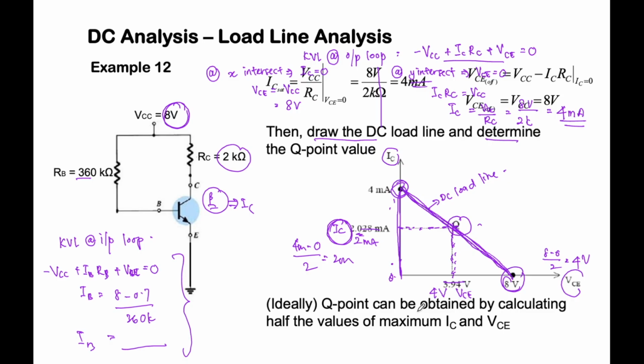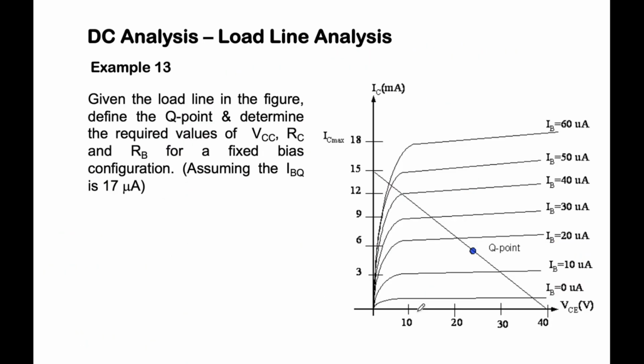Alright, so this is the calculation. Now let's go to example 13. Given the load line in the figure, define the Q point. They have given the load line. Determine the required values of VCC, RC and RB. So how is the circuit? We have this RB.